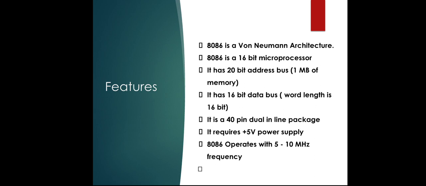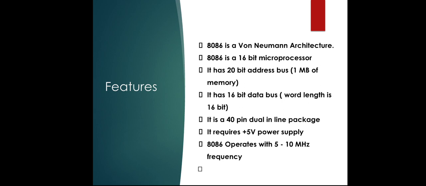The 8086 microprocessor belongs to Von Neumann architecture. Von Neumann architecture states that both program memory and data memory are the same, meaning the address bus and data bus are shared. Whereas in Harvard architecture, program memory and data memory are separate. That is the major difference between Von Neumann architecture and Harvard architecture. Most microprocessors are constructed under Von Neumann architecture and most microcontrollers are constructed under Harvard architecture.